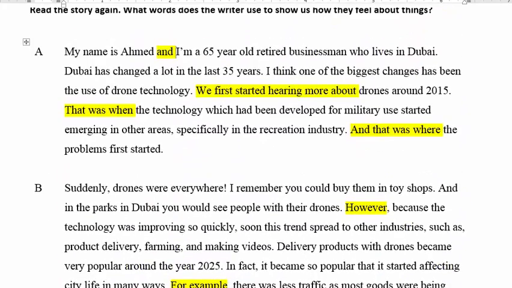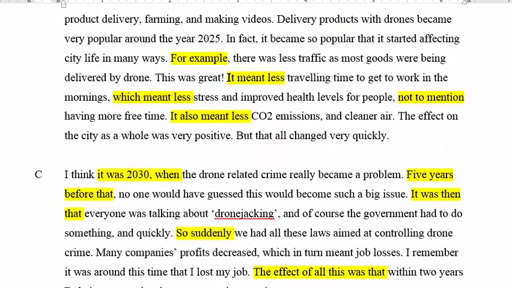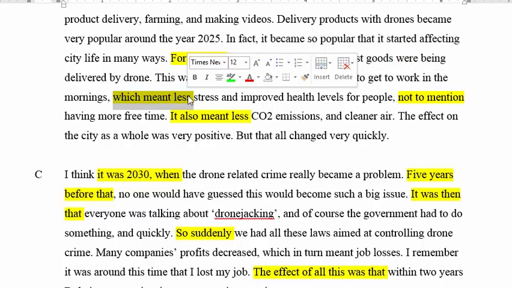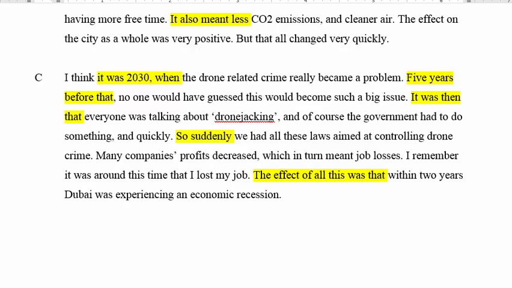Now among these we can also see some phrases which indicate implications, the effects of what was happening. Here we can see ones, for example, like it meant less, and then followed by which meant less, and another one, it also meant less, and so on. So we're seeing lots of implications being talked about. We also see phrases like so suddenly, and the effect of all this was that. So these are very useful phrases for implications.